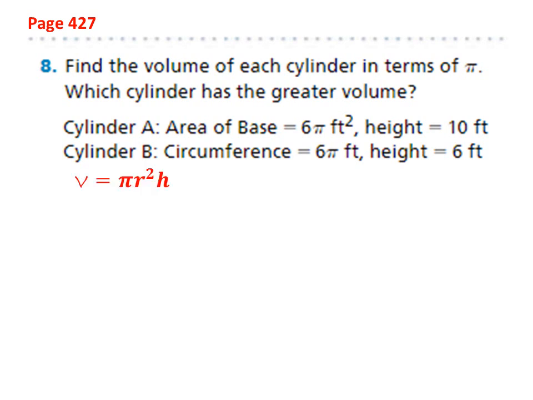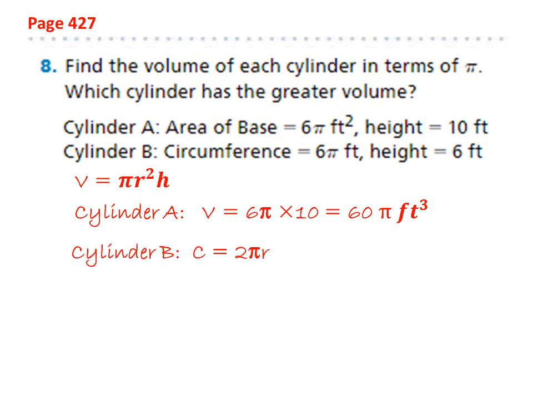For cylinder A, of course, the volume of any cylinder equals pi r squared h, or base area times h. So for cylinder A, the base area pi r squared is 6 pi. So 6 pi times 10 equals 60 pi cubic feet.